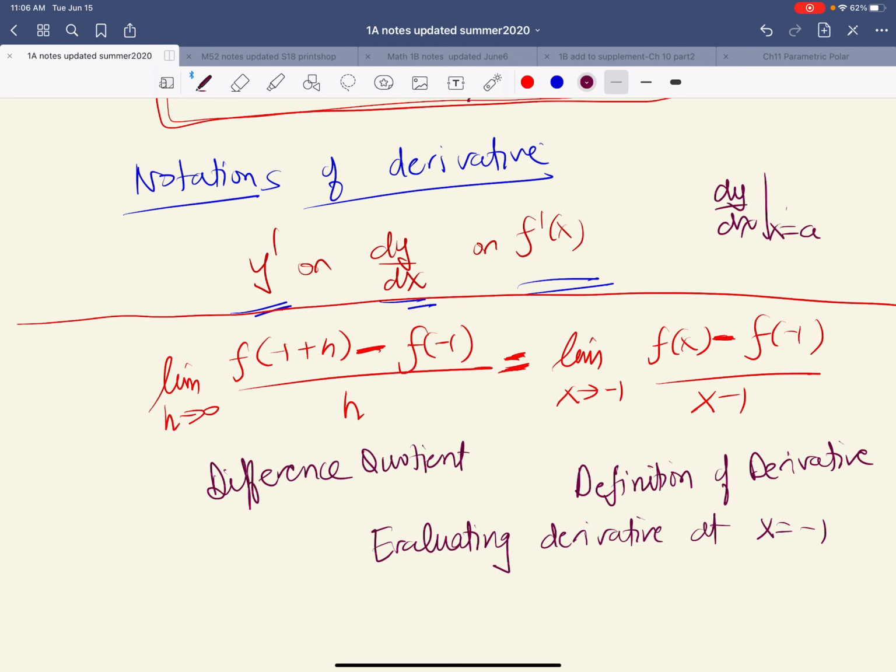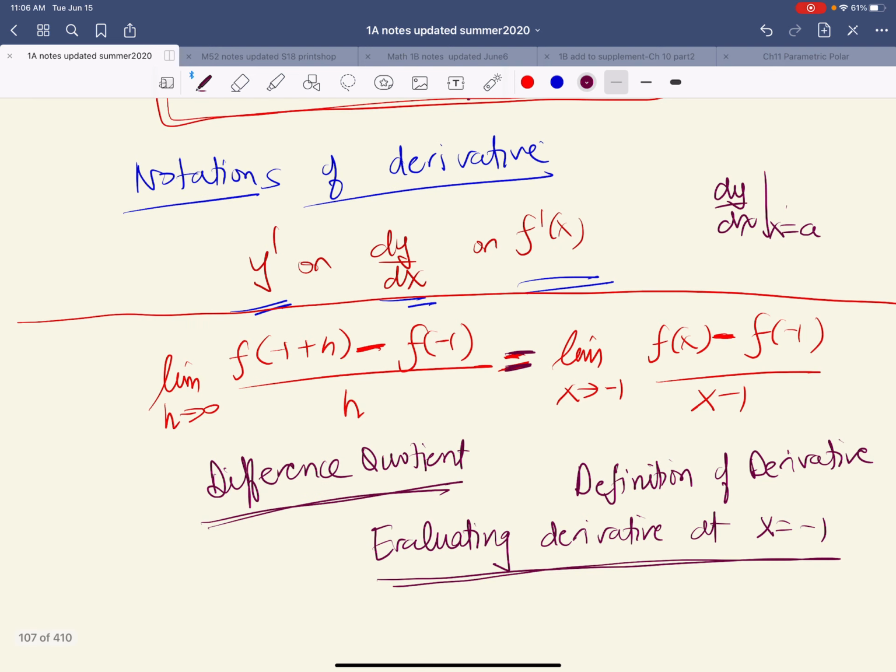Here I wrote the difference quotient. I'm just evaluating the derivative at x equals negative 1 using two different techniques. The first is the difference quotient technique, f of negative 1 plus h minus f of negative 1 over h. Or I can use the definition of derivative, which is limit x approaches negative 1, f of x minus f of negative 1 divided by x minus negative 1. Both will give me the same answer. Both will help me find the derivative at the particular point.